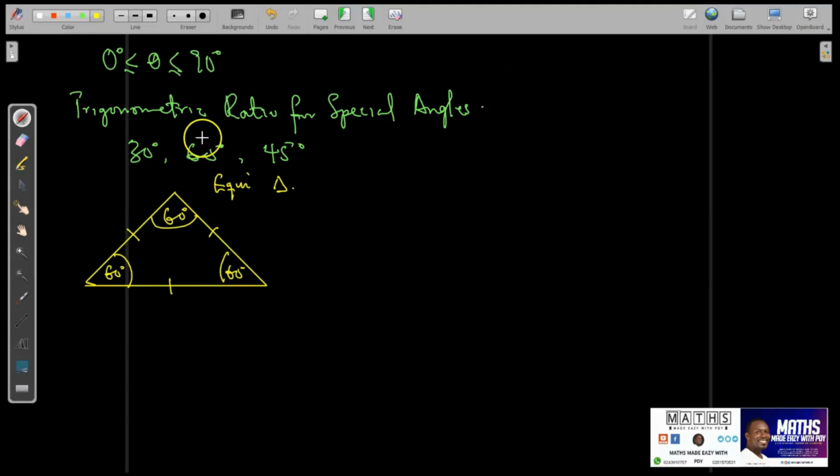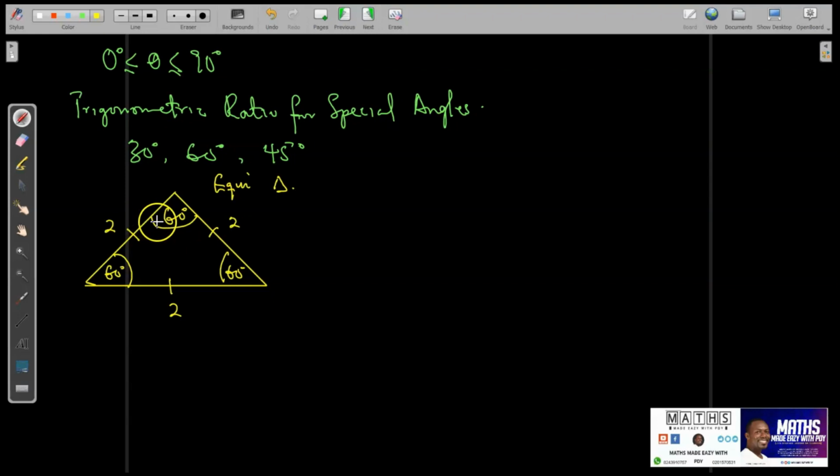Therefore, our 60 degrees idea is coming on board. All the sides are equal. So if all the sides are equal, then it means I can place some specific numbers there. I can put 2 here, 2 there, and I have to put 2 there as well, because all sides are equal. I could have used any other number like 4 or 3, but for the sake of understanding the values for the special angles, I'm using a number which I can easily divide through.